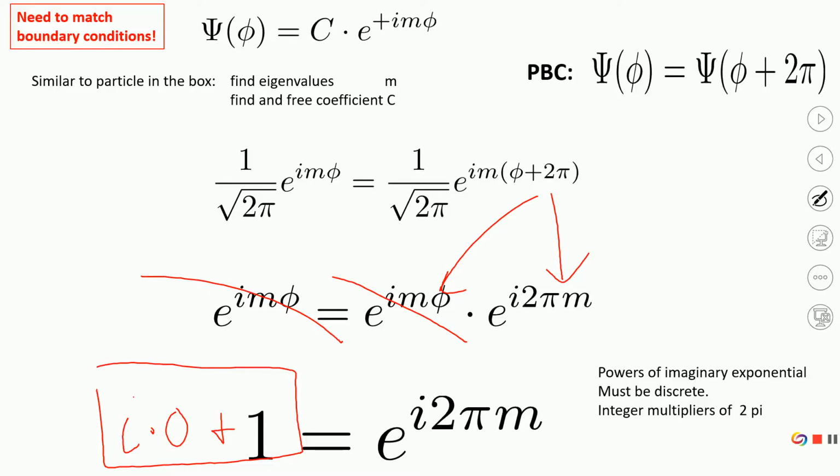Right? So the real projection is 1, the imaginary projection is 0. And this exponential is also not one number, it's a complex number. It's a 2-dimensional point on a complex plane. And in order for two numbers to be equal, they should have equal real parts and equal imaginary parts.